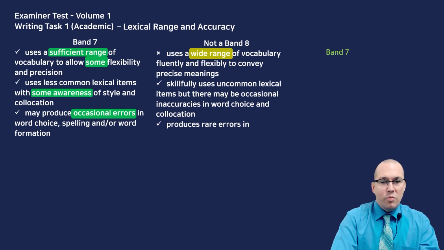The interesting thing is, this writer is really good, but again, it's not just being accurate. You need that range to get into a band 8. That range is so critical. It's not just about being accurate. It really is important to use a good range of expressions.